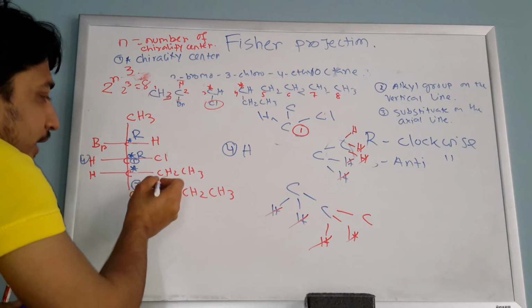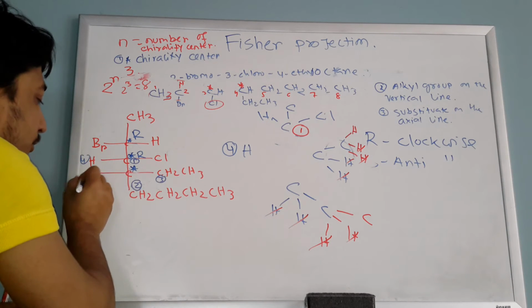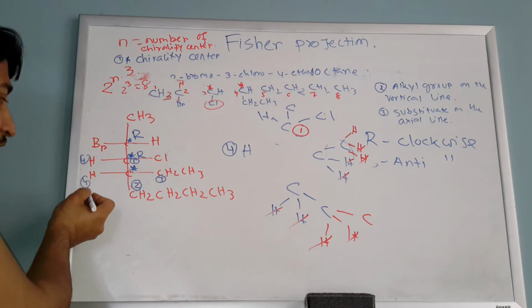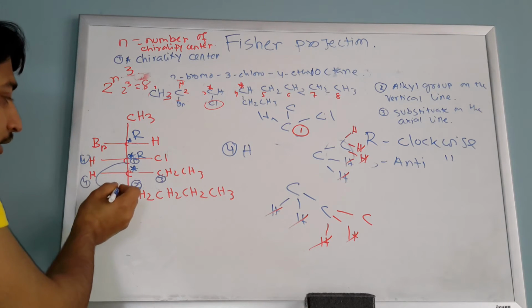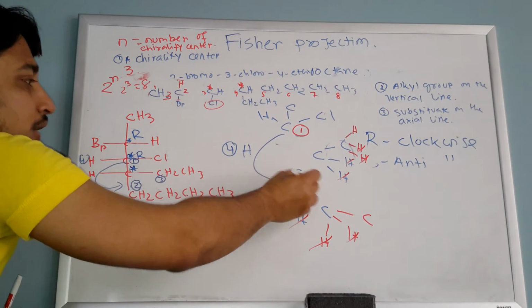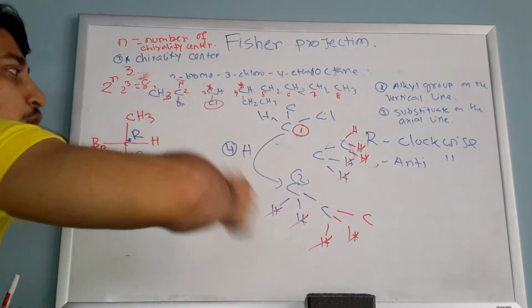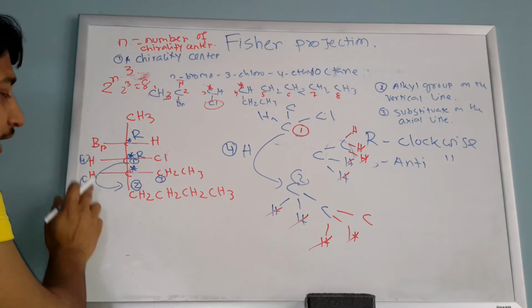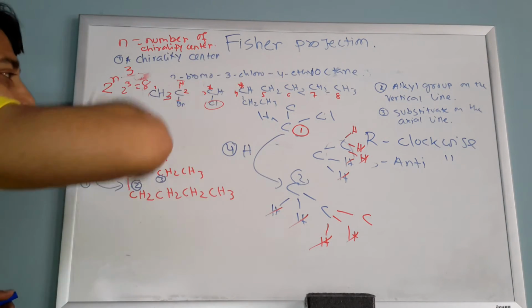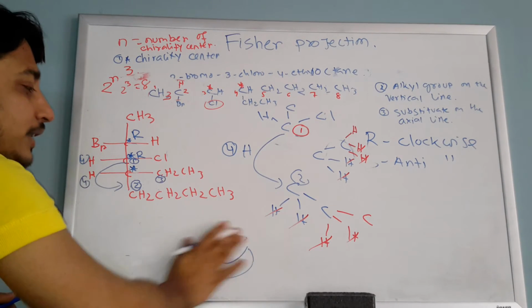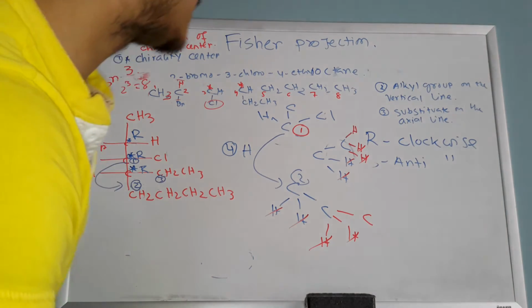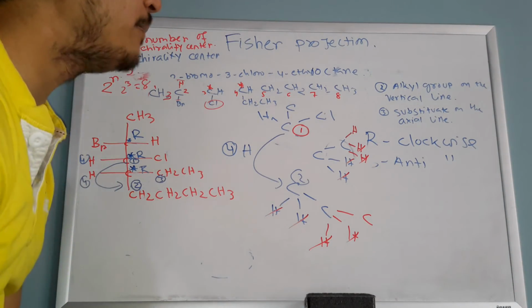This is number 2 and this is number 3 and this is number 4. So how is it going? Look, we don't care about the 4, the lowest atomic number, so it's going like that. This is 2, it's going anti-clockwise, but the lowest atomic number is in the horizontal line. That's why it would change everything. It looks like S, but it would be R. This is R. So you guys understand how you cannot jump directly.